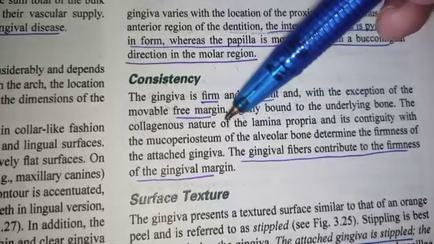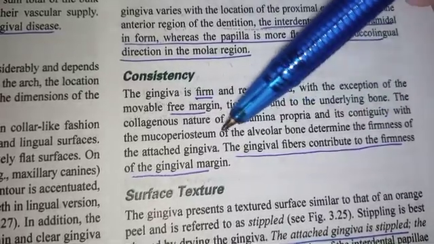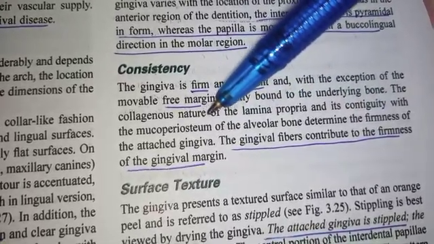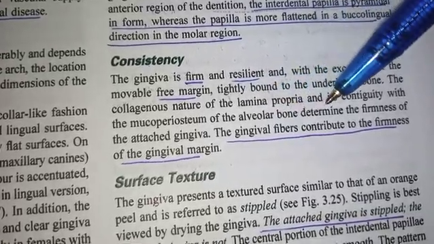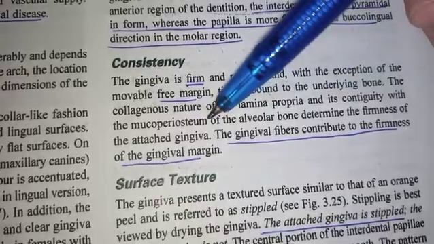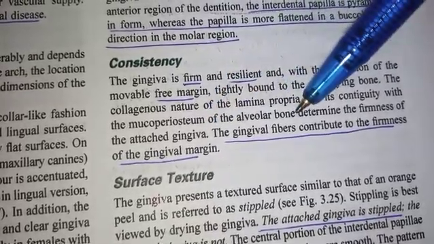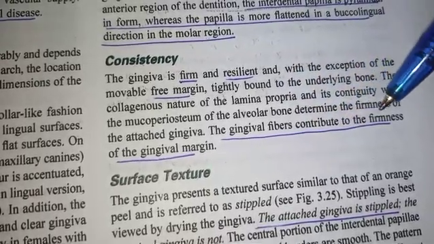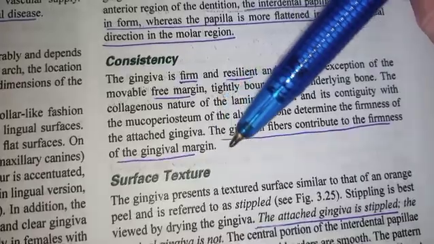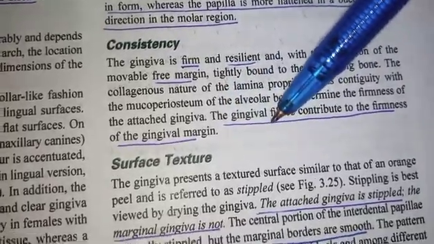It has a collagenous nature due to the lamina propria, which is connective tissue, and continues with the mucoperiosteum of the alveolar mucosa, which determines the firmness of the attached gingiva. This means that the attached gingiva is firm due to its attachment with the alveolar bone. Gingival fibers also contribute to the firmness of the gingival margins; if the gingival margins are firm, it is basically due to the gingival fibers present in it.